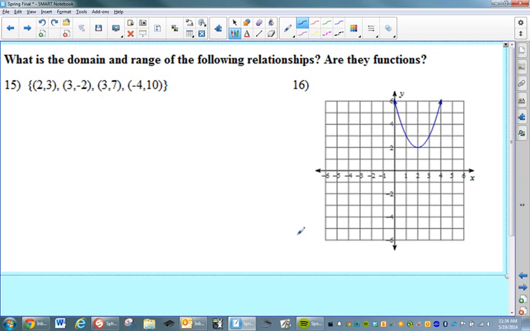15 or 16? Any questions on 15 or 16? Caleb.